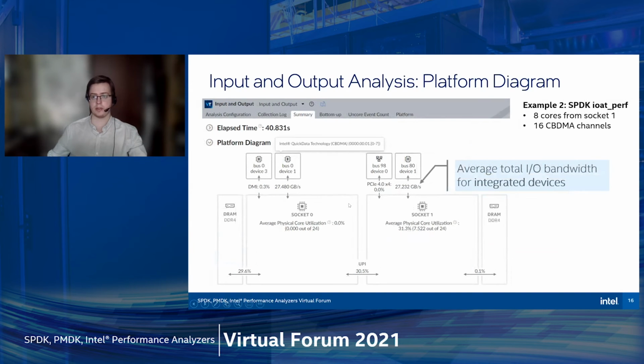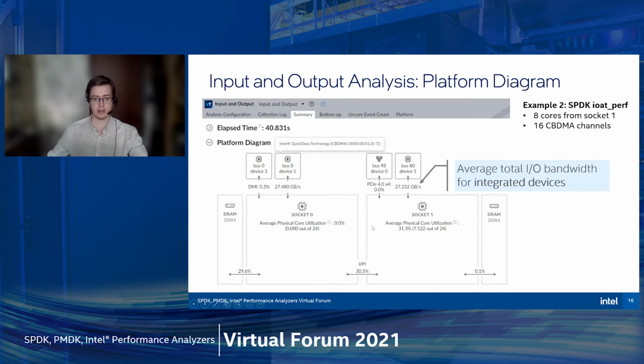And the other example is for an SPDK example that works with CBDMA accelerators. As you can see, we also can capture performance data for integrated accelerators. In this case, we have no PCIe attributes reported by the devices, because they are not pluggable, they're integrated. So in this case, we just show average total IO bandwidth for these accelerators.